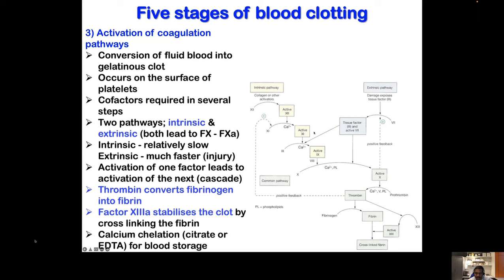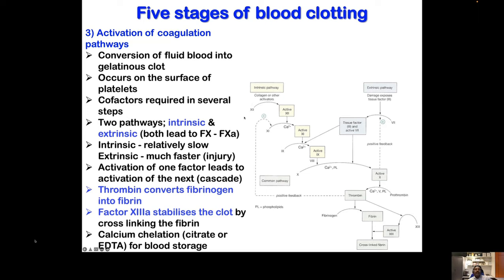Okay, when it comes to coagulation cascades, you got two major pathways. One is the intrinsic pathway, another one is the extrinsic pathway. These are really important. You need to remember intrinsic pathway and extrinsic pathway. Both the pathways lead to the conversion of factor 10 into the active form of factor 10.